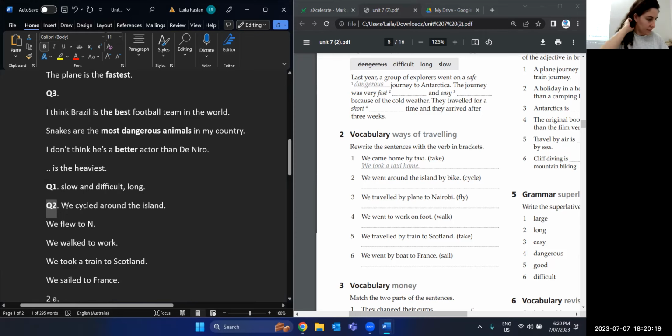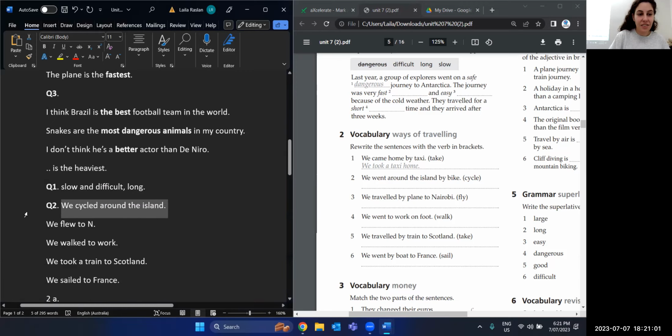We went around the island by cycle. Bicycle. So we need to add the word cycle in the sentence. We went around the island by cycle. No, cycle is a verb. So maybe we can replace this verb, went, with cycle. So we cycled, because that's an action in the past, around the city.